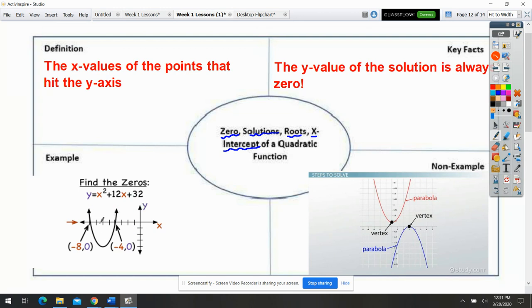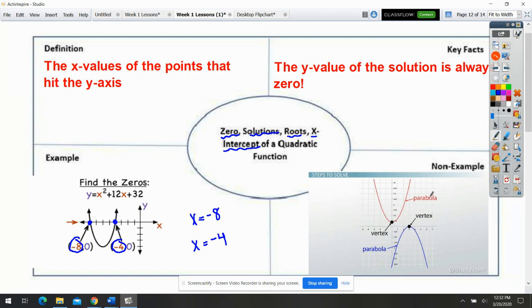This is an image of a parabola pointing to where your roots are. So your solutions are (-8, 0) and (-4, 0). So -8 and -4 are your solutions. It's only the x values that are the solution. So your solutions are x equals -8 and x equals -4. Those are your solutions. And notice your y values are always 0. It hits the x-axis in two places, right here and right here.